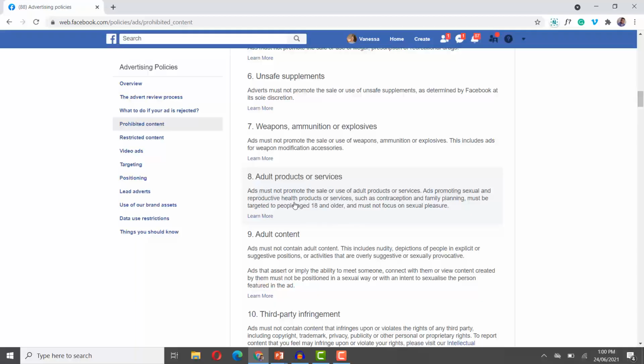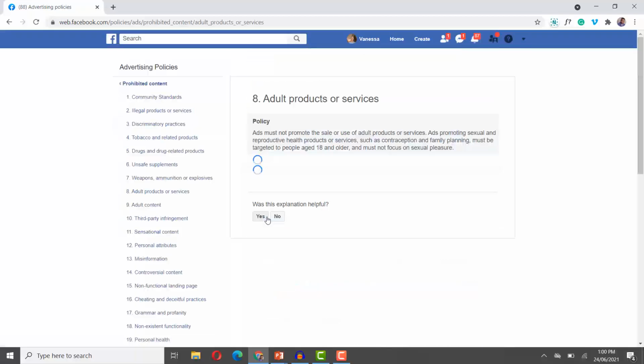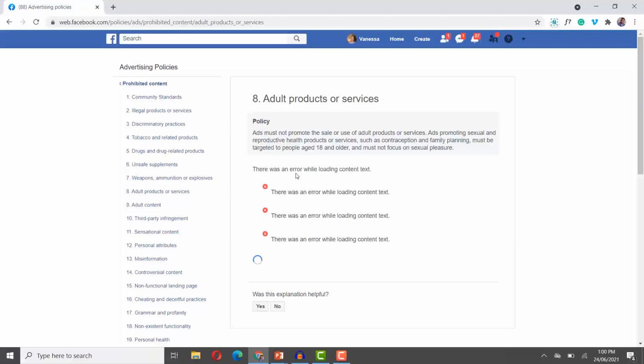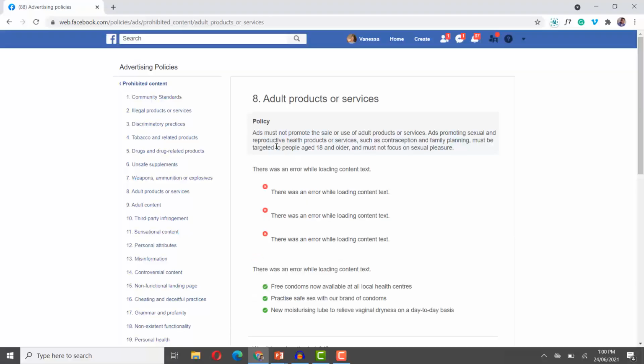I'm going to dig a bit deeper here. Okay, so assuming you're promoting a simple product, let me think of one, maybe a vagina wash, right? Now, you might say a vagina wash is not a sexual product and doesn't focus on sexual pleasure, but it is. It's an adult product, and that ad is going to get rejected. Okay, so adult products or services, this is the policy. We've read that already.